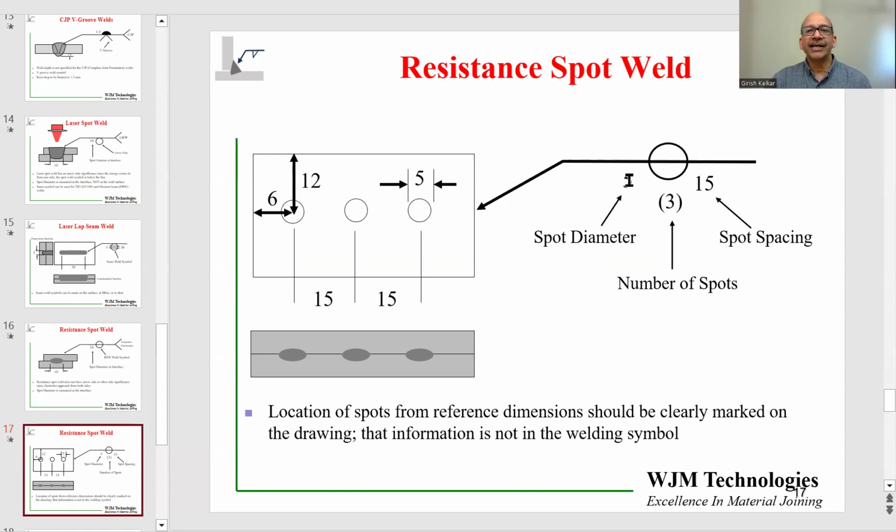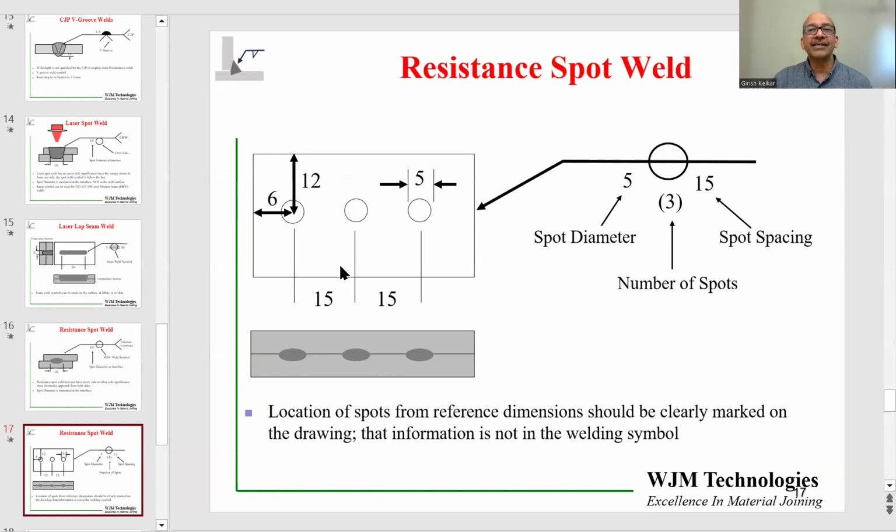We have a number on the left, that is a spot diameter, which is shown in the cross section over here, and a number on the right, which is now the spot spacing. This is not the length of the weld, but this is the spacing between the two spots. So in spot weld, this number is the spacing. And there's a number below over here, 3, which is the number of spots. So we have spot diameter of 5, spacing of 15, and number of spots of 3.